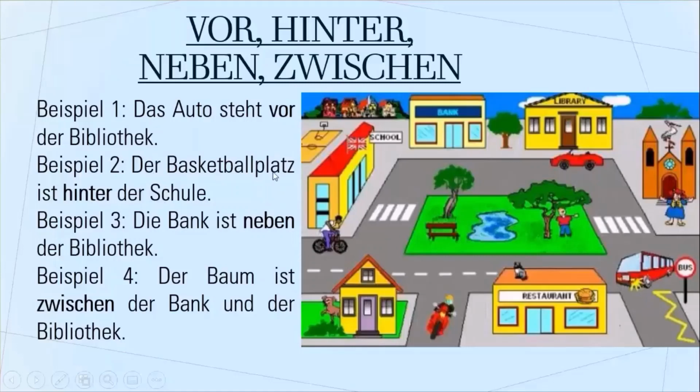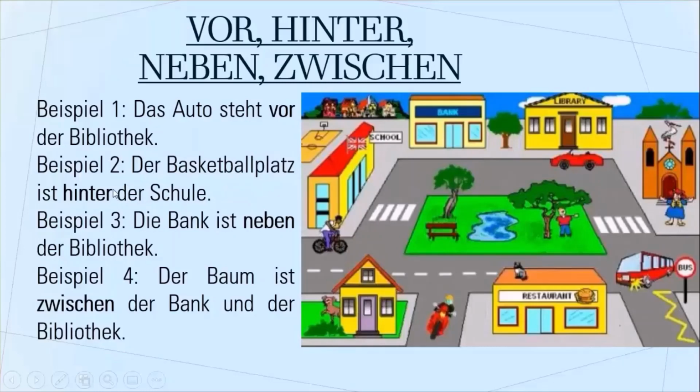Der Basketballplatz ist hinter der Schule. The basketball court is situated or is present behind the school. So it is die Schule, but after the preposition hinter, showing the dative case here, die changes to der.